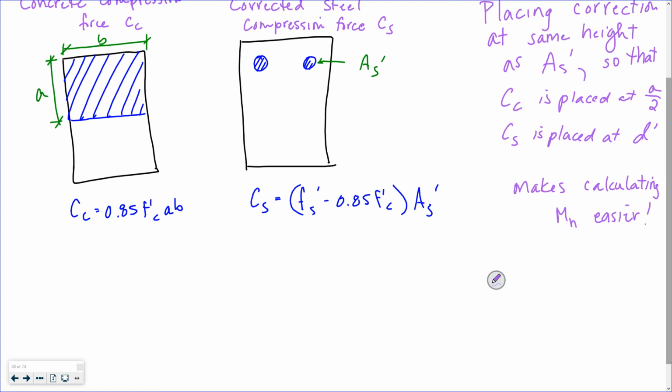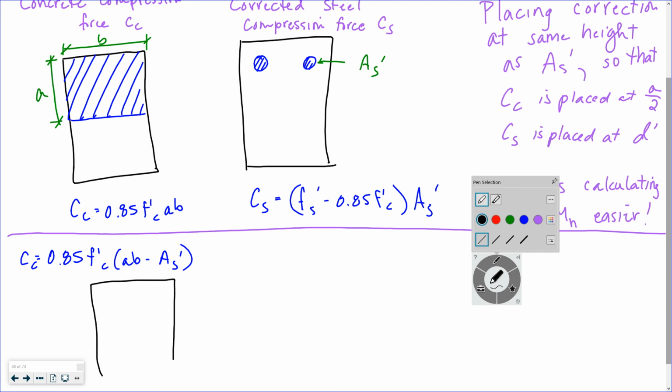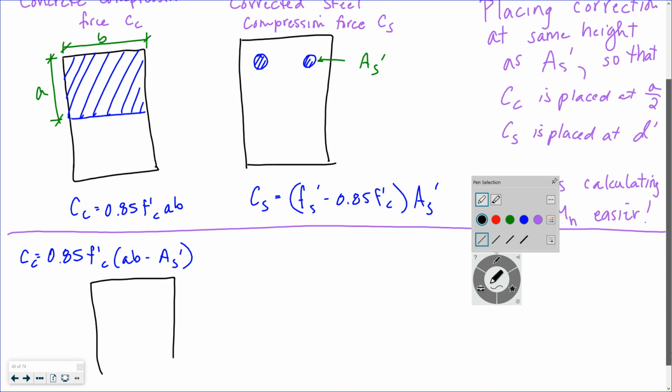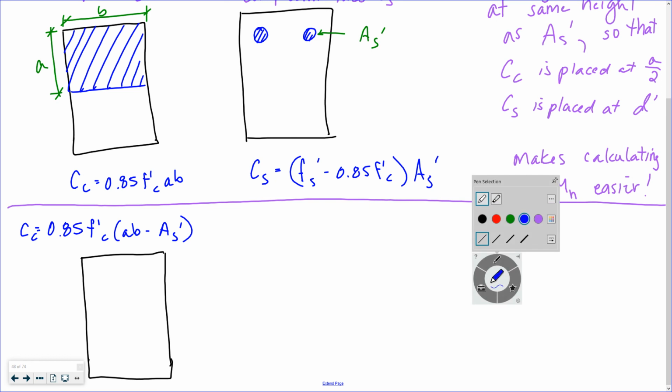If I didn't do this, if I stuck with what I'd done before, where I had my C sub C, right, 0.85 F prime C AB minus AS prime plus, right, if I did that, well, my area would look like this.